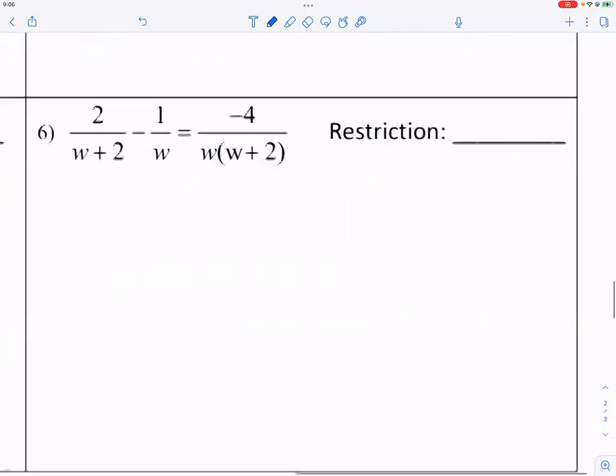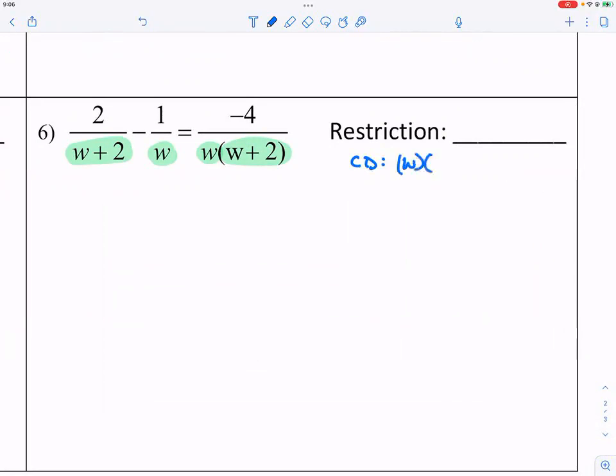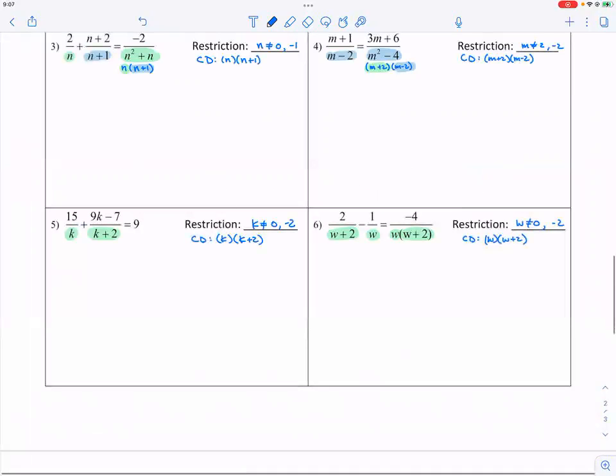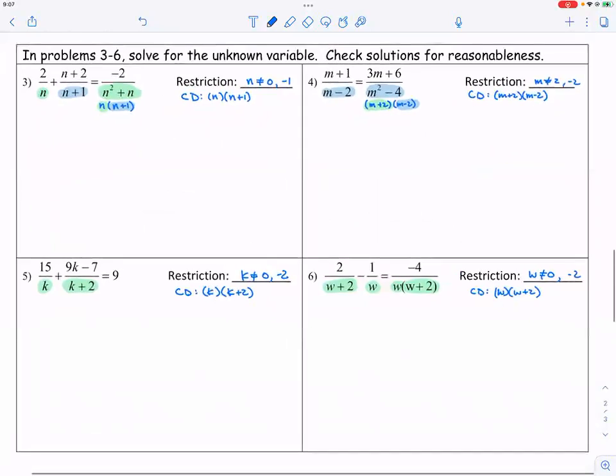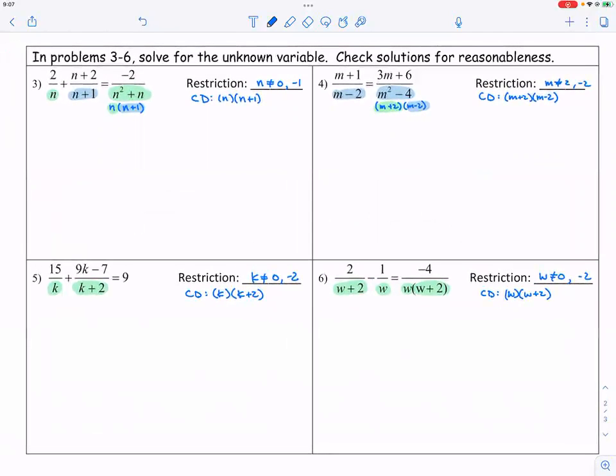And for number 6, we see 3 fractions right here. We see a w, and we see a w plus 2. So the common denominator would be just w times w plus 2. So w cannot equal 0, and w cannot equal -2. Make sure you go home and practice multiplying out both sides by the common denominator. And when you find the answers, make sure you check them against the restrictions to make sure there is no conflict.